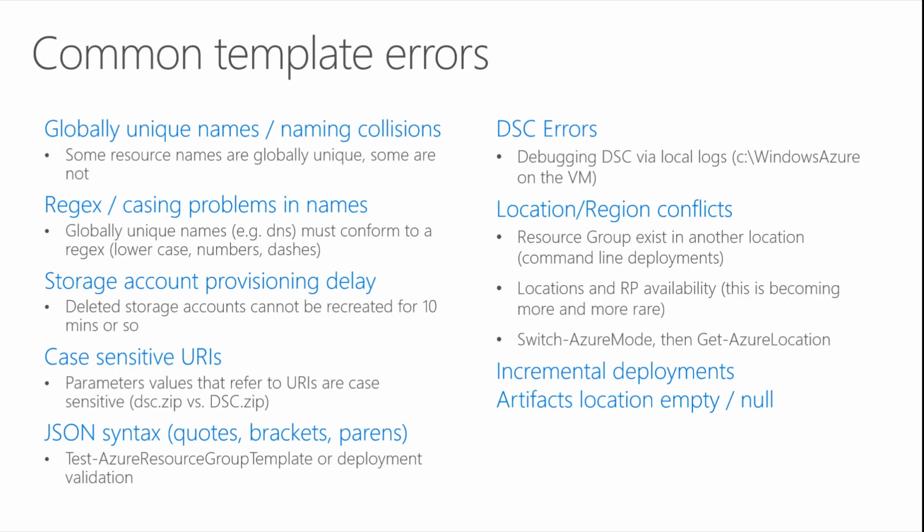You'll see that. DSC, or desired state configuration errors. So again, there are local logs you can look at on the virtual machine. Location region conflicts. Well, in Azure Stack, that's not going to be an issue because we only have a single region. But again, in public Azure, it is something to watch out for as well. And then incremental deployments, artifact location empty or null. So we want to make sure we have a proper location in there.